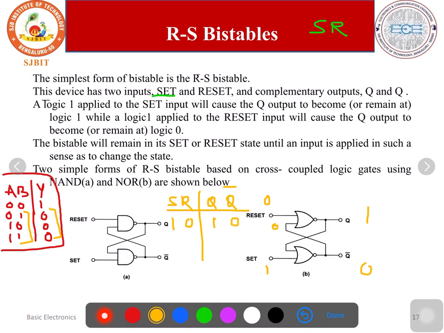This state is called the set state, because my intention was to set, because S is equal to 1, R is equal to 0.